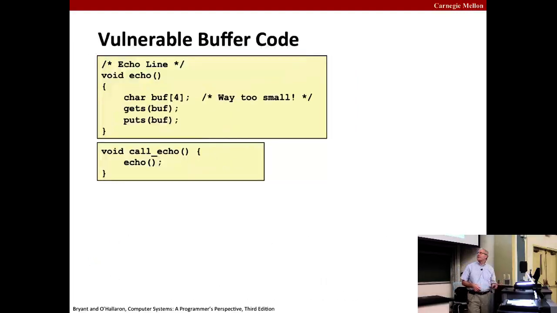So let's look at an example of what can happen there. Imagine, for example, we want to implement an echo function. An echo function is one where you just type something in and it prints it back out. It's a very uninteresting function, except it's very useful to demonstrate things. The idea is it has this little buffer, only enough to hold 4 characters. It calls gets to read a string from the input, and then it calls puts, which simply writes it back out to the output.